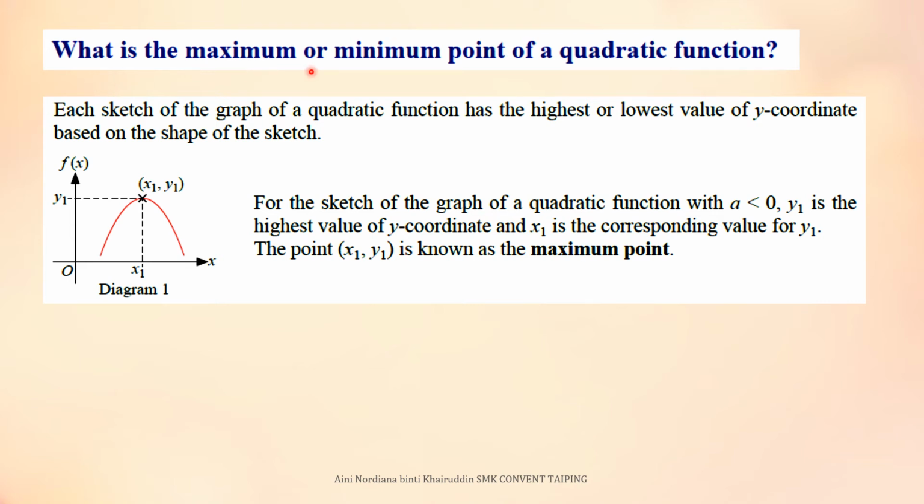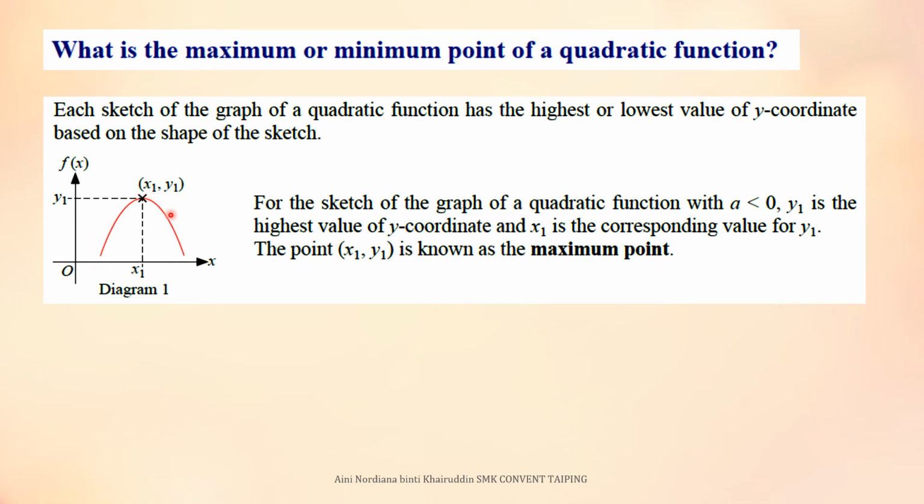What is the maximum or minimum point of a quadratic function? Each sketch of the graph of quadratic function has the highest or lowest value of y-coordinate based on the shape of the sketch. For the sketch of the graph of a quadratic function with a less than 0, y1 is the highest value of y-coordinate and x1 is the corresponding value for y1. The point (x1, y1) is known as the maximum point.